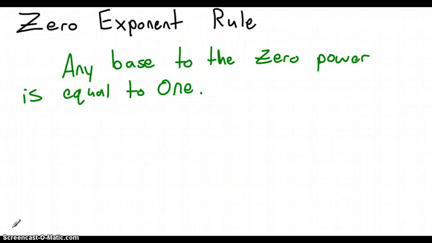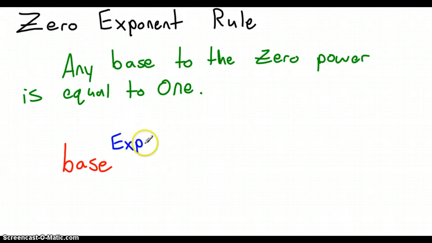So let's begin. Any base to the zero power is equal to 1. This is the zero exponent rule. Now you may be asking, what is a base and what is a power? Well, we know that the base, just like the base of a building or any kind of foundation, is going to be our number, or it could be a variable, that's going to be down low. And when it says a power, that is the same thing as the exponent. And the exponent is always that little number that you see up top.